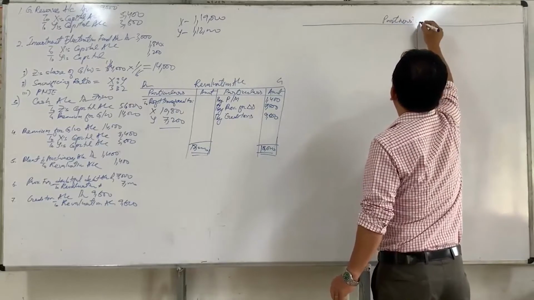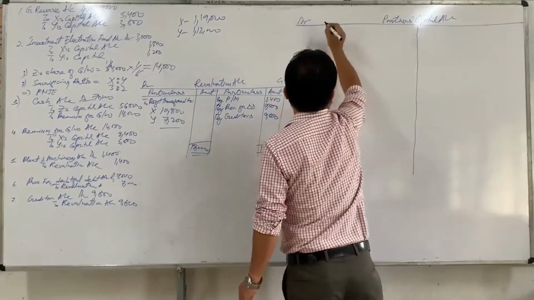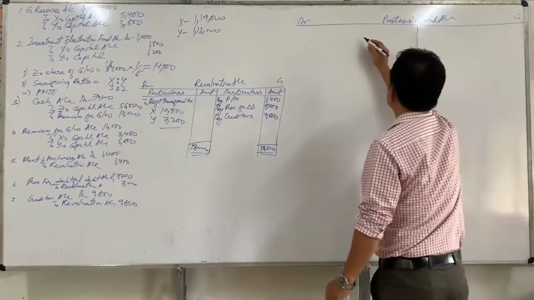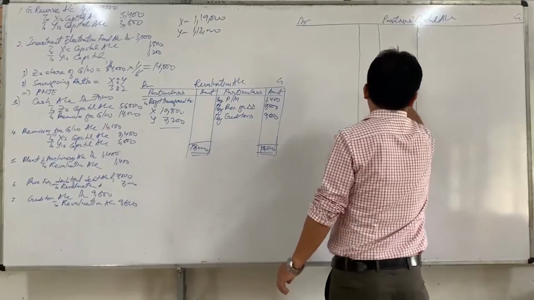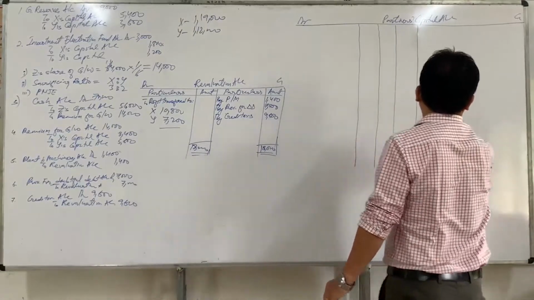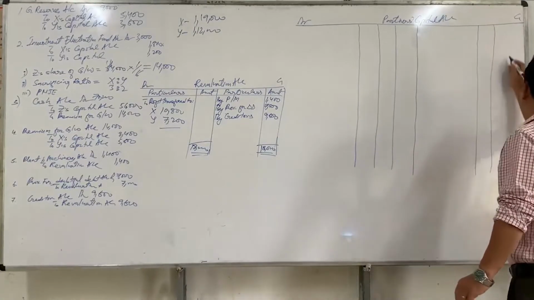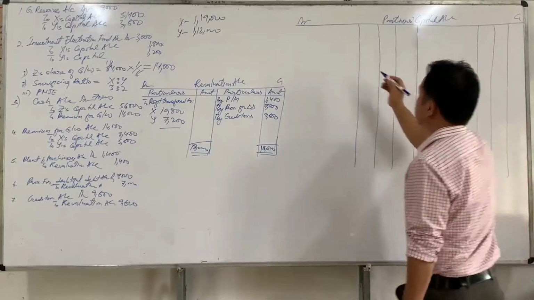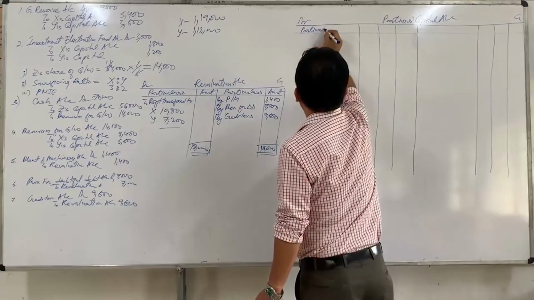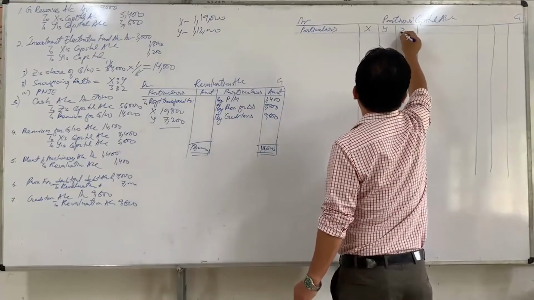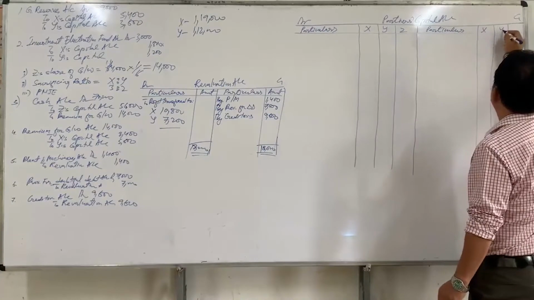Partners capital account, DR, CR, and the partners are X, Y, and Z. Here we write particulars X, Y, and Z. Here again we have to write particulars X, Y, and Z.